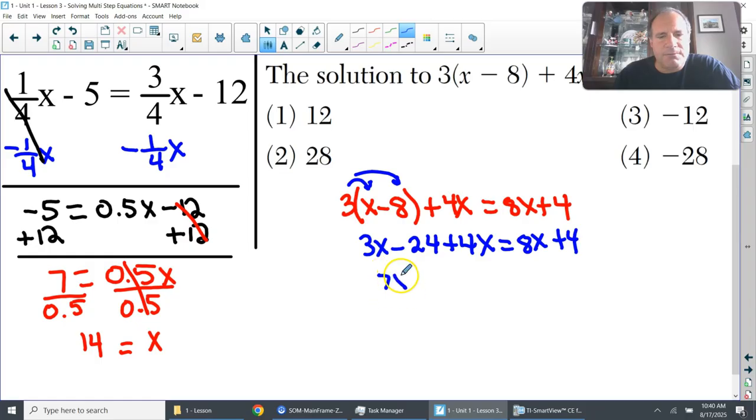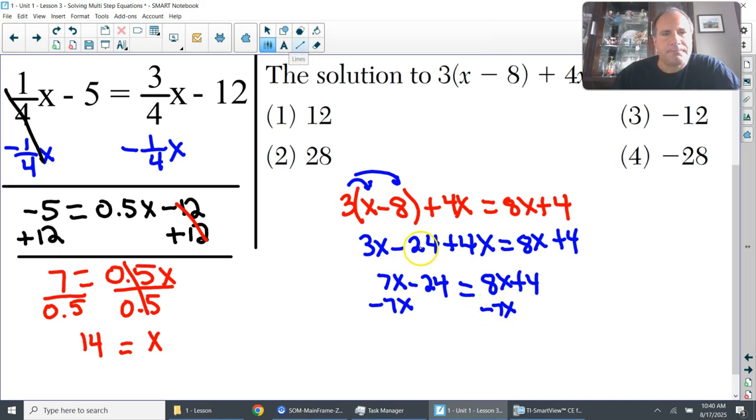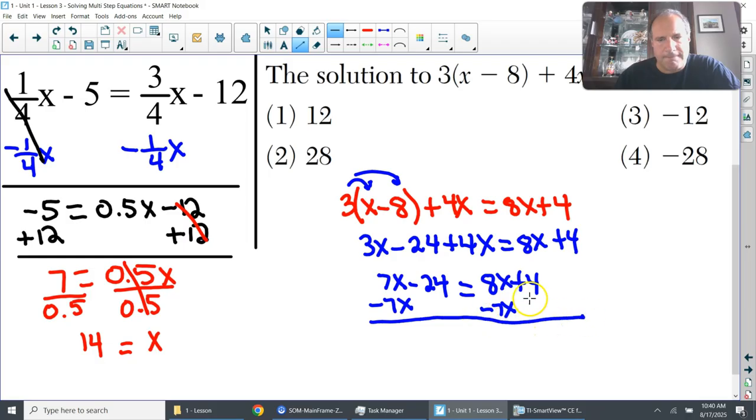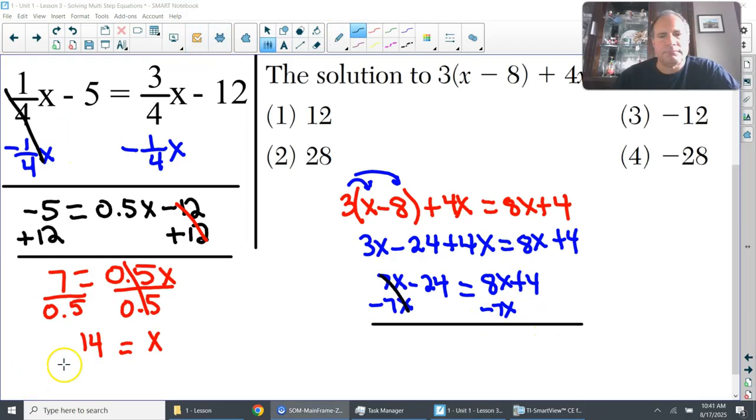This is 7x. We're going to combine like terms. Minus 24, 8x plus 4. See how nice and easy this is. Minus 7x on both sides. Inverse operations all the time. That cancels. Bring down the negative 24.